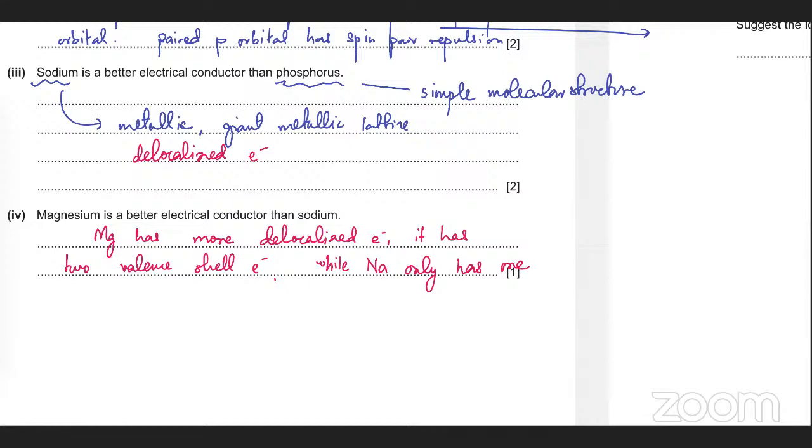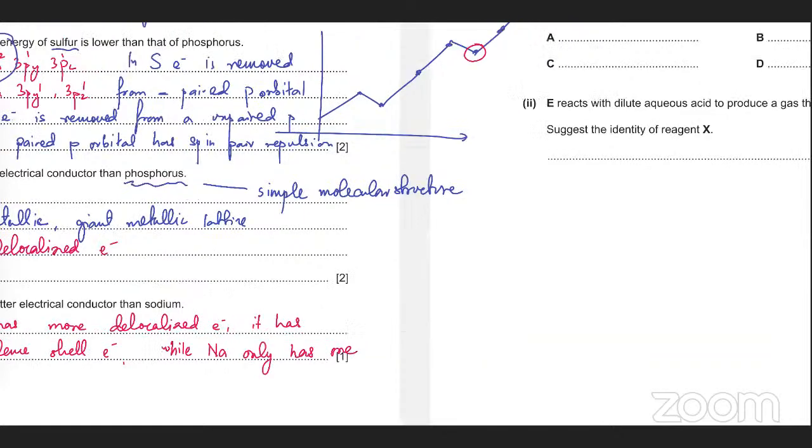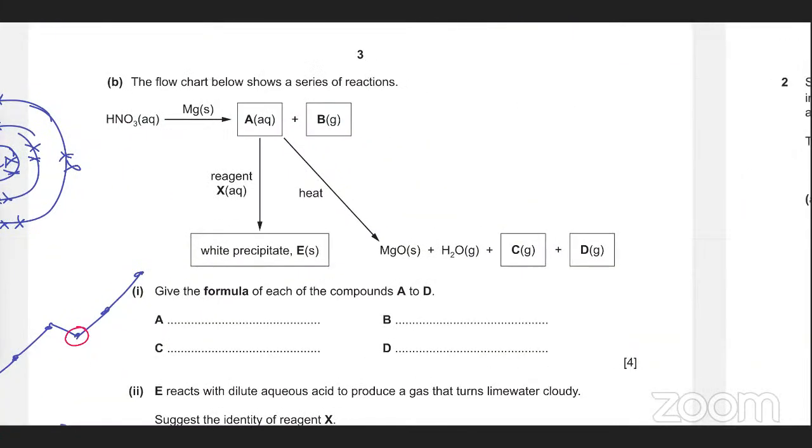So Na at best will be able to just delocalize 1 electron. So the metallic lattice is not going to have a lot of electrons in the first place. Then you've got nitric acid reacting with Mg. So whenever a metal reacts with an acid, 2 things are going to be produced: a salt, which in this case would be magnesium nitrate, and the other thing would be H2 gas. So metal plus acid produces salt plus H2.